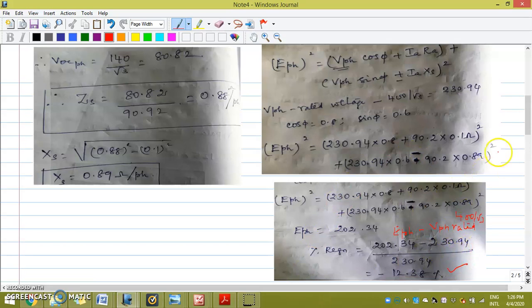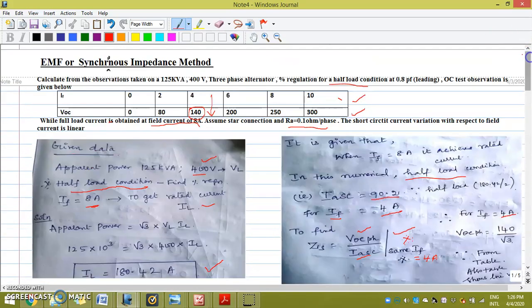This 400 comes from the rated voltage. This is the rated voltage. This is the rated line voltage, right? If it is phase voltage, it is 400 divided by root 3. Fine.